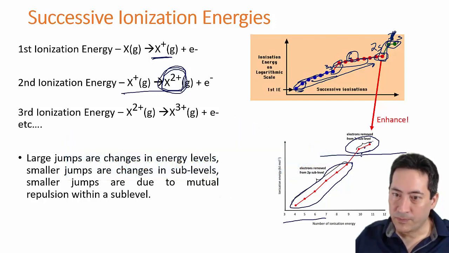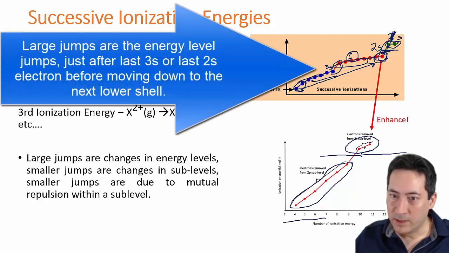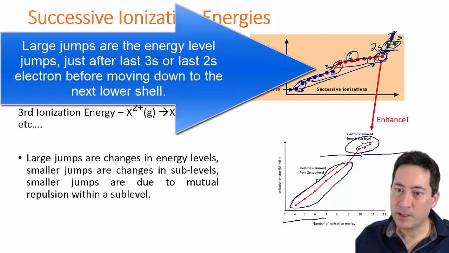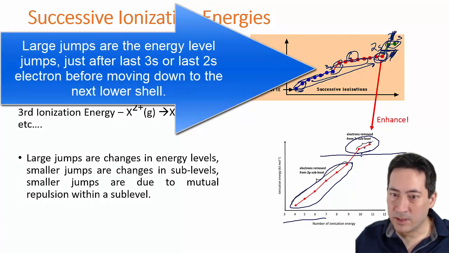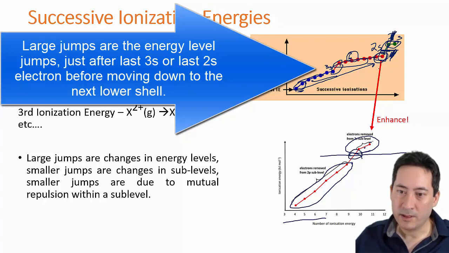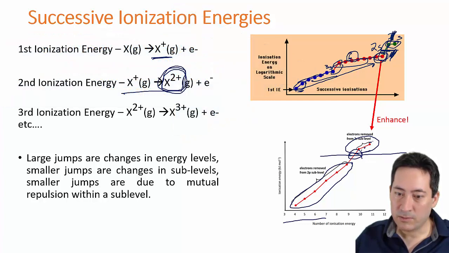There's also this one here. And so this would be the 2 here. This is a big jump, so this would be a 1s to 2s jump. Whereas that blown up is also a jump, and that's a subshell jump. And so once you start ripping away, disrupting full subshells or full shells, you get the big jumps.